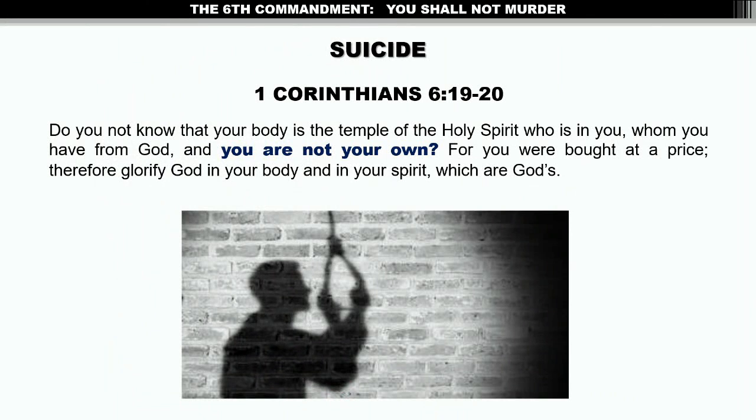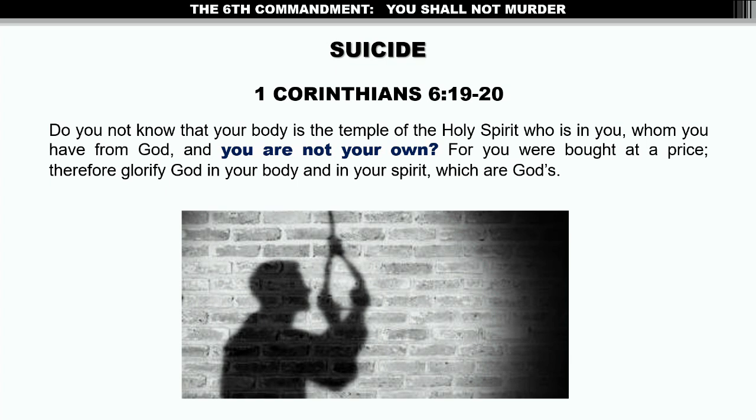Now, the Apostle Paul wrote in 1 Corinthians 6:19-20, do you not know that your body is the temple of the Holy Spirit who is in you, whom you have from God, and you are not your own? For you were bought at a price. Therefore, glorify God in your body and in your spirit, which are God's.